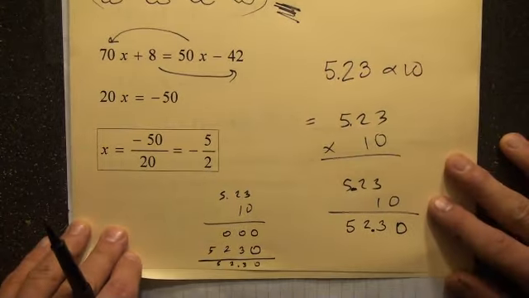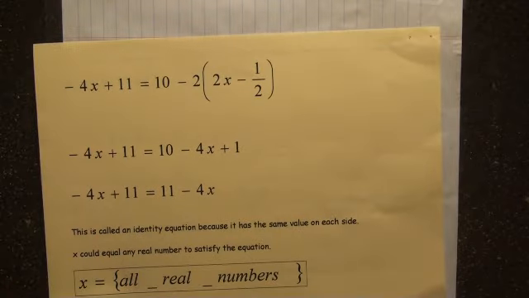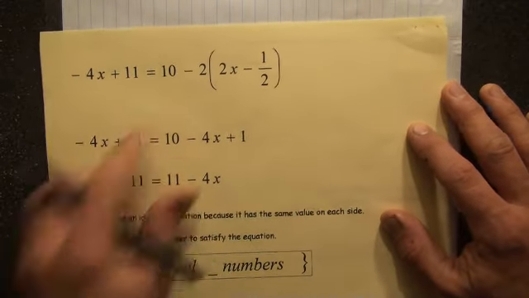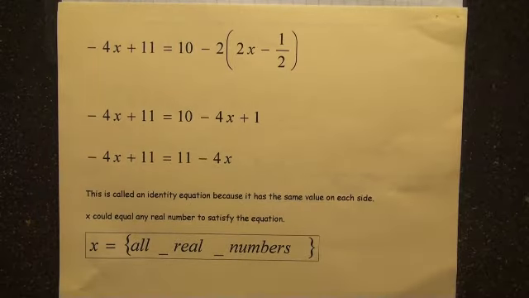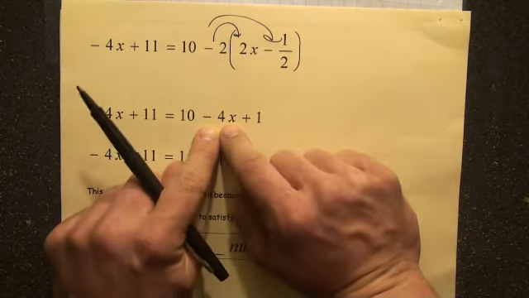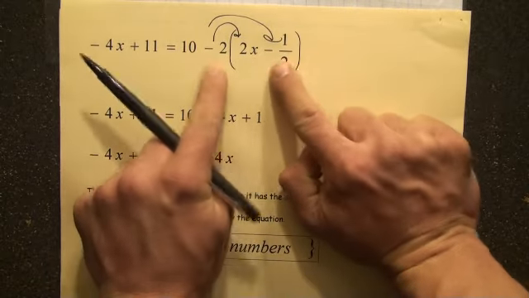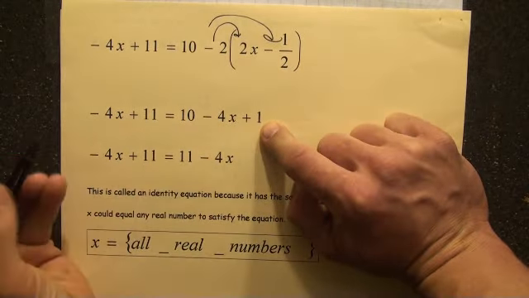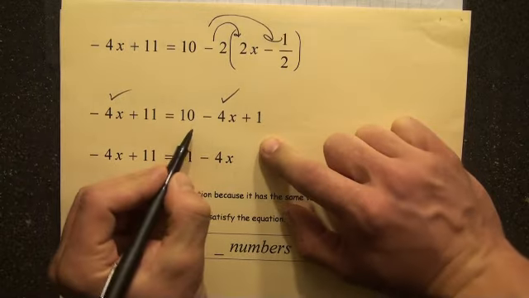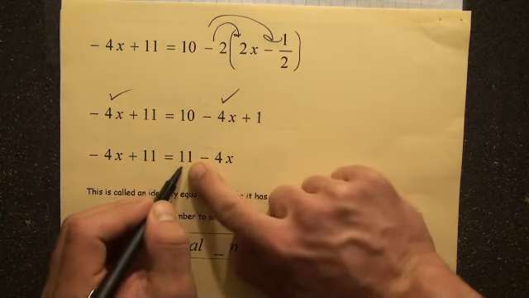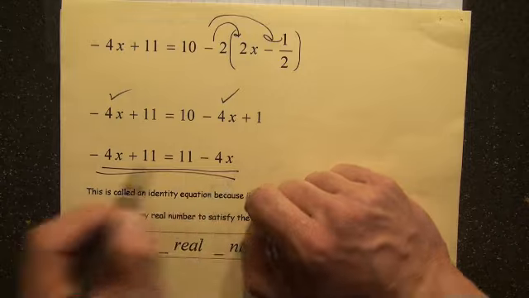Okay, next one. Here's an interesting case. We have negative 4x plus 11 equals 10 minus 2 times 2x minus a half. What you'll do is distribute the negative 2. That'll be a negative 4x and a what? Plus 1. Okay, now you got a negative 4x here. We're going to add the 10 and 1 together, get 11. Now look what happens here.